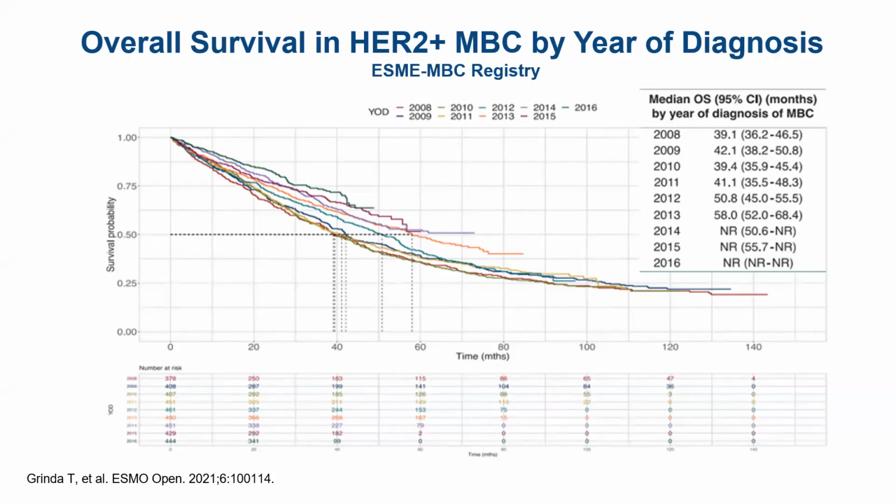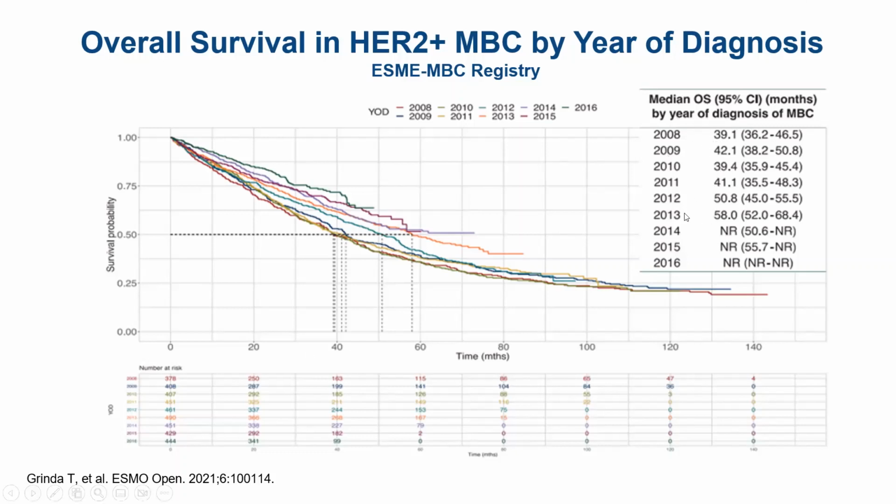And they had to be women, they had to have metastatic breast cancer, and you had to know what subtype it was. And then they looked at how long patients lived based on which year they were diagnosed. I'm just showing you the data for the 4,000 or so patients who had HER2 positive breast cancer. And what you can see is in 2008, a woman diagnosed with metastatic HER2 positive breast cancer had a median overall survival expectation of 39 months. Median means half the patients were alive at 39 months, half had passed away by 39 months. And look at what's happening to the number year after year.